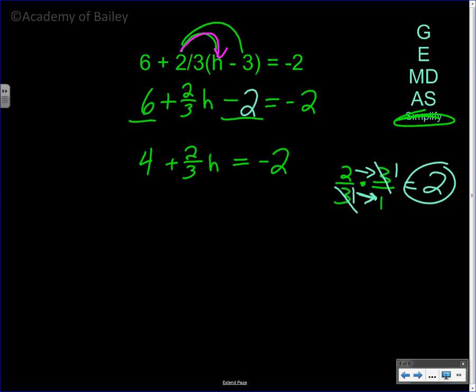Now, no more simplifying. Is there subtraction? No, there is addition. Remember, the positive 4 is being added to the positive 2/3 h. So let's get rid of it by subtracting 4 from both sides of the equal sign.